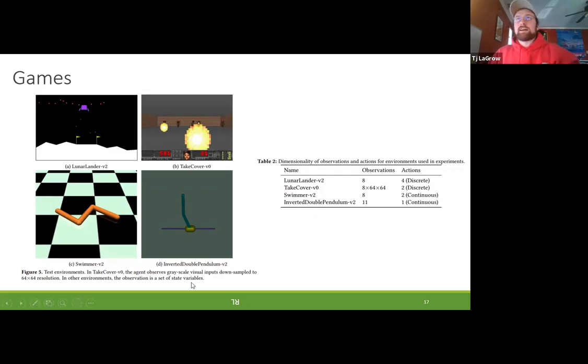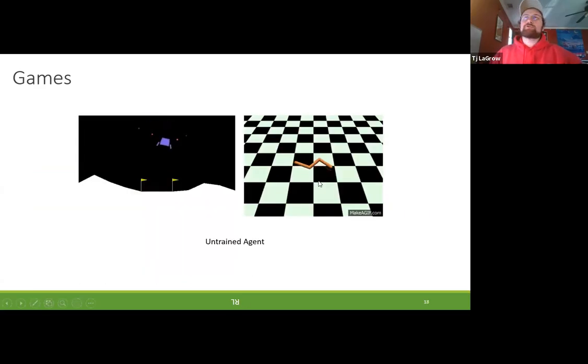To give examples, like I just did, of what untrained learning looks like for some of these agents, we see that the swimmer is just convulsing here, and the agent is just falling, trying to do random actions, whether or not it can land properly.